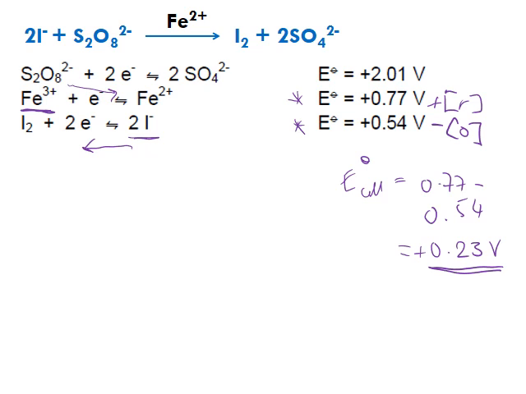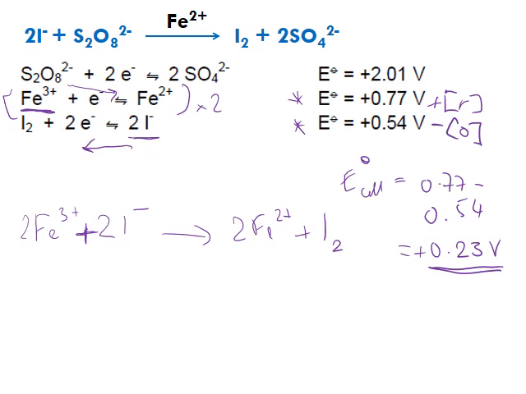And the equation, again, I need to multiply this by 2 to get the electrons to balance. So I've got 2 Fe3+, this time becoming 2 Fe2+, and I've got 2 I- becoming I2. And again, check the charges. So I've got +4 on this side. +6 -2 is also +4 on this side. So I know that that's also right. So there's my second equation.